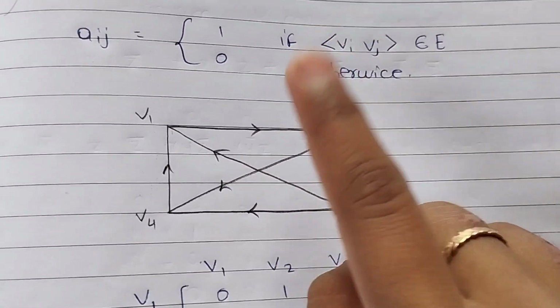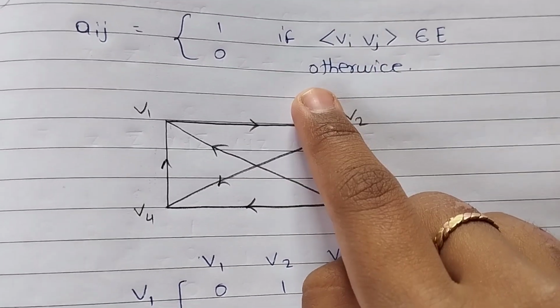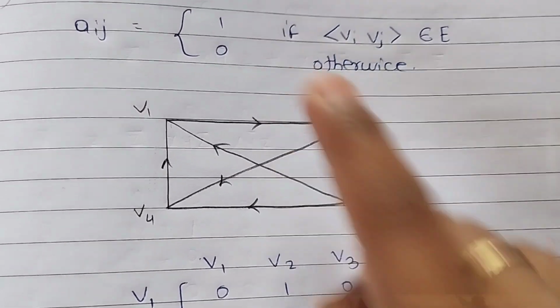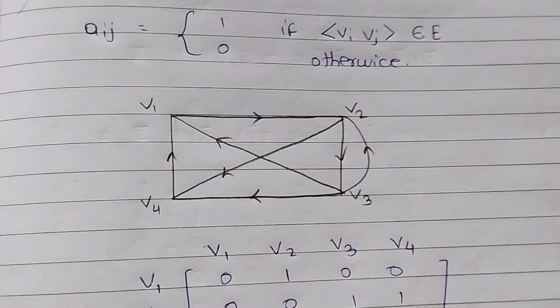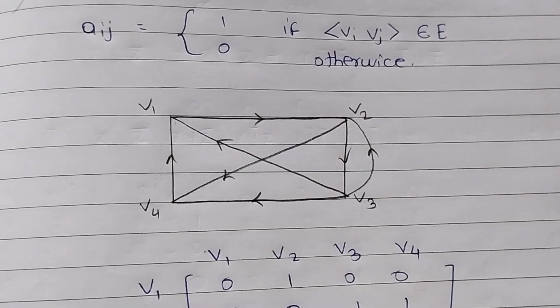If such edges are present, we write 1. If edges are not present as per our requirement, then we write 0. So I hope you all get the idea about how to draw the adjacency matrix for A1, A2, A3 and A4.